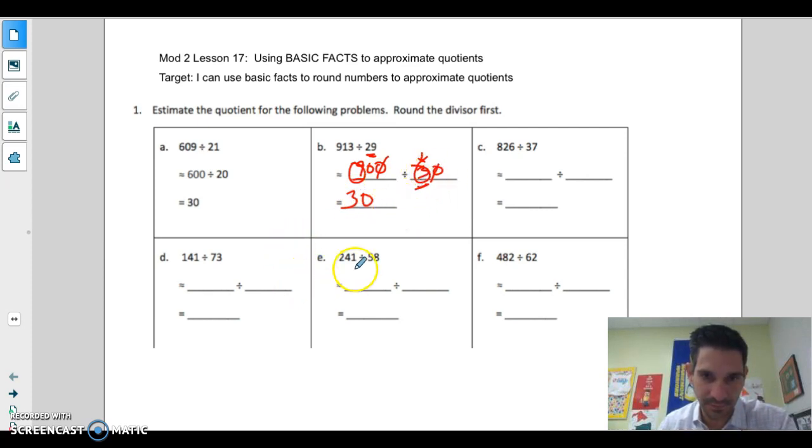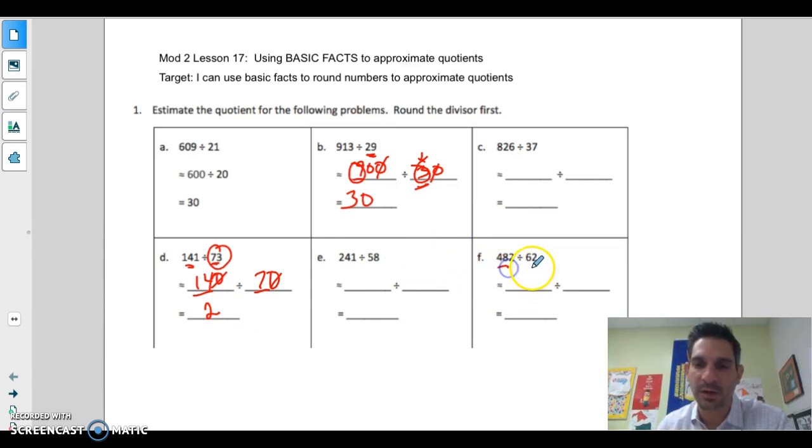Let's look at D. So I got 141 divided by 73. When I'm rounding to start, I always think about the smaller number. So I have a 7 here and I have a 14 here. Well, I'm going to round this to 7. Now, don't always go with the rounding rules. Yeah, this would round to 70 because it's 73, I get that. Sometimes you might have to break a rule or two. It's okay as long as it kind of makes sense. I'm going to round this to 140 because of 14 and 7. That's 2, divided by 10, divided by 10. So that's 2.